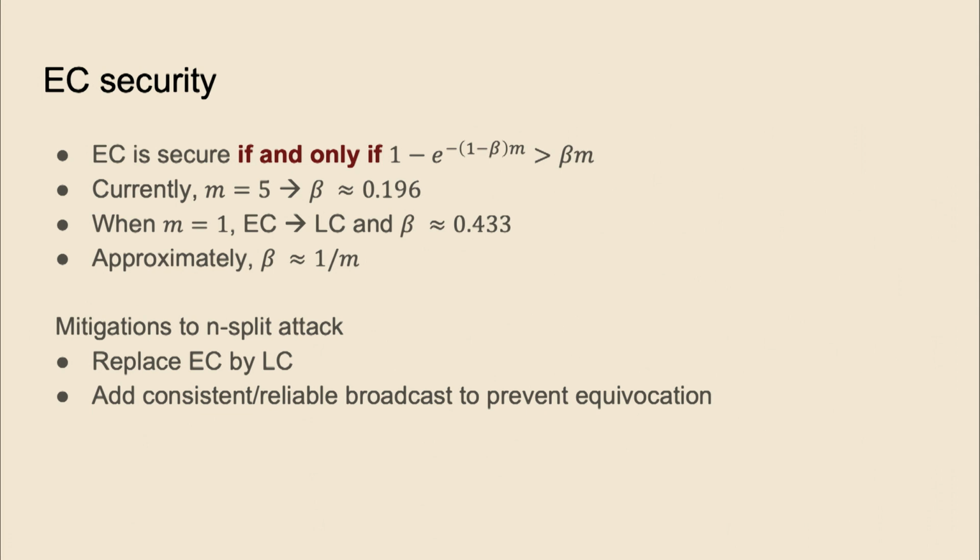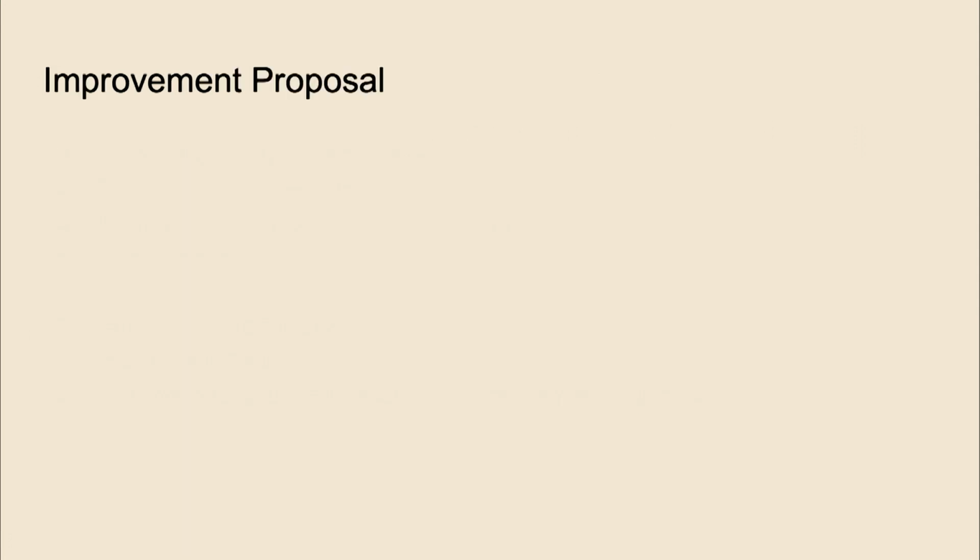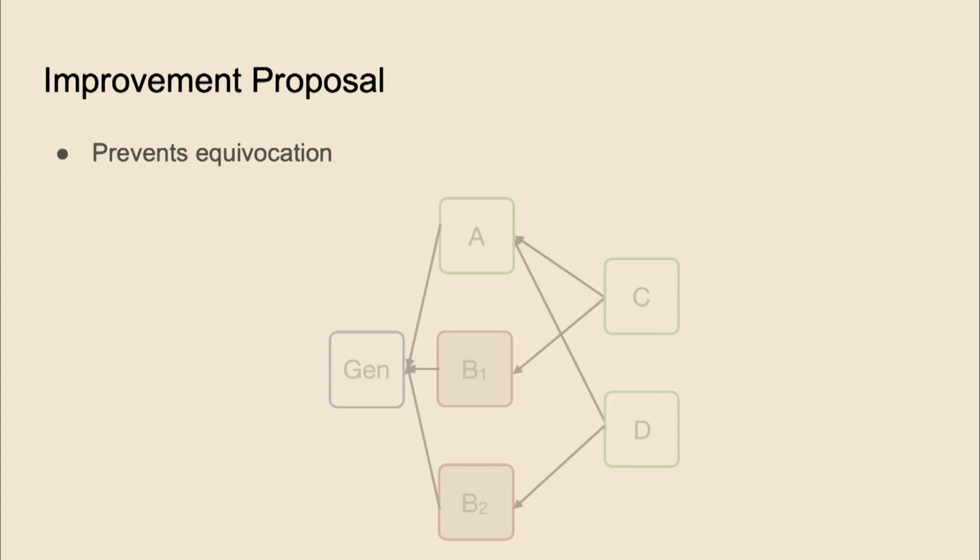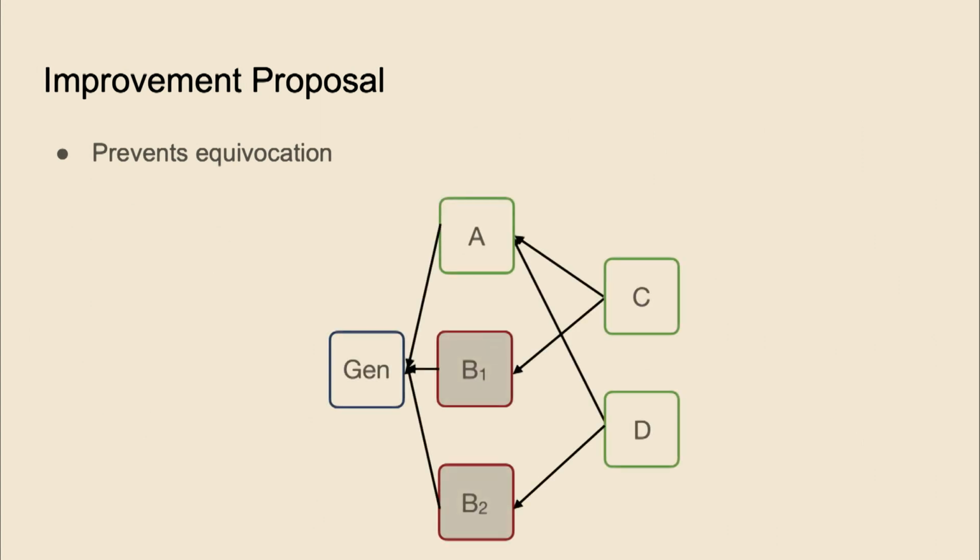And we also propose a couple of mitigations to this split attack. The first one is simply to replace EC with the longest chain protocol, but this still requires a hard fork to the Filecoin client. And the second one is simply to add a consistent or reliable broadcast to prevent the equivocation by the attacker. And this only requires a soft fork, so this mitigation is currently adopted by the Filecoin team. And the high-level idea of this mitigation is that the unsplit attack will not be possible if we prevent the adversary from equivocating.